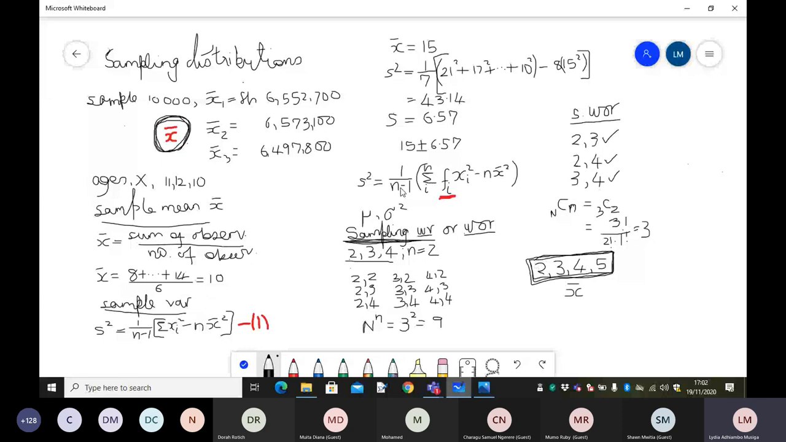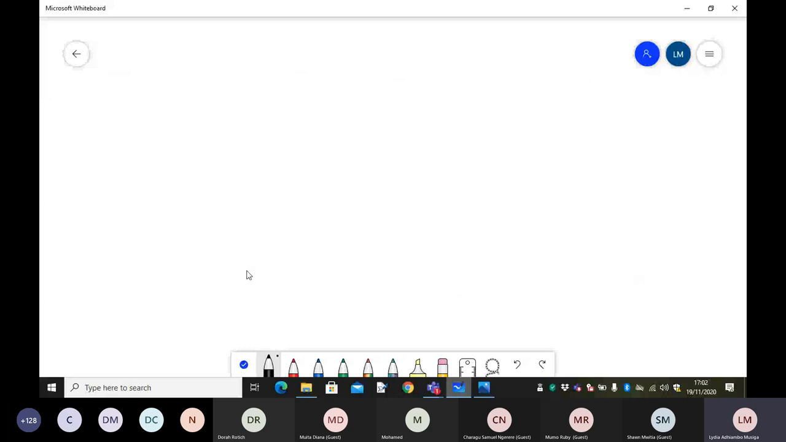I want to use another slide. So let us just look at a few notations. Now we are becoming more and more knowledgeable in matters of statistics, and so we need to talk statistical terms. So let us just look at notations.